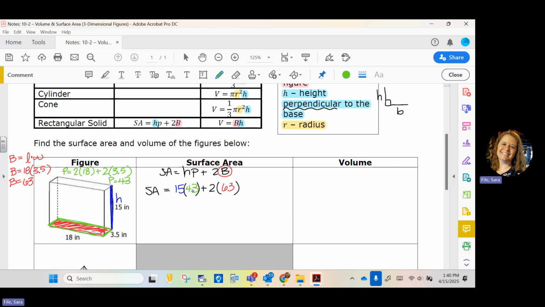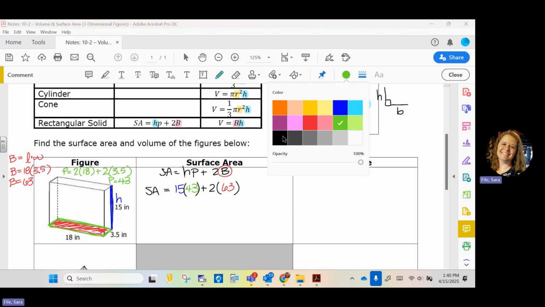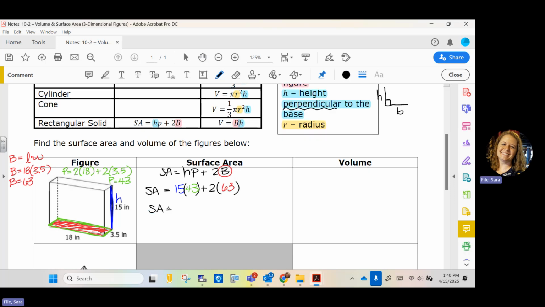And now I can calculate the surface area. So my surface area is 15 times 43 plus 2 times 63, which comes out to 771. So the surface area is 771.